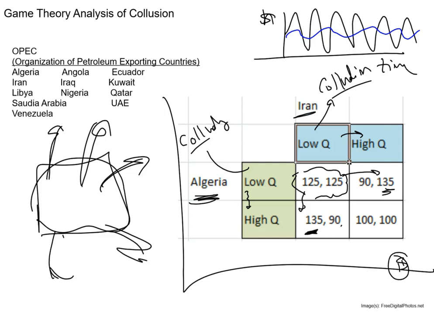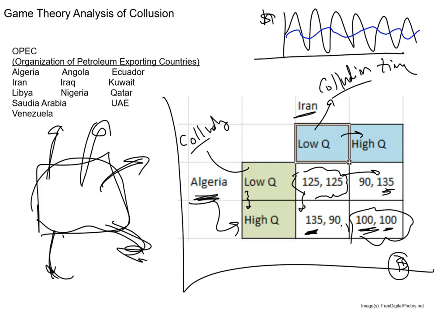But you can take this one step further. If Algeria was to cheat on the agreement, would Iran really want to stick with the low quantity? So we're saying if Algeria cheats on the agreement, does Iran want to stick with what they said, or might they want to switch to cheating as well? And then, let's go the other direction. If Iran is cheating on the agreement, will Algeria want to stick with their decision of low quantity? Nope, they'd be better off by switching. So both of these countries face a dominant strategy to cheat on the agreement. This idea of working together as a group to do what's best for the group, yeah, that's best for the group, but it's not best for them individually.